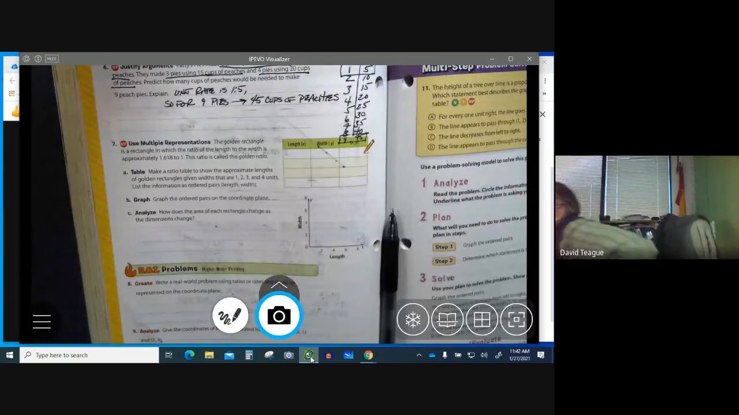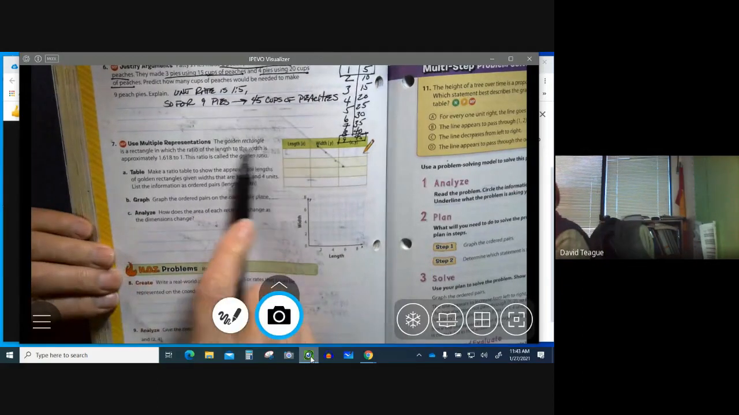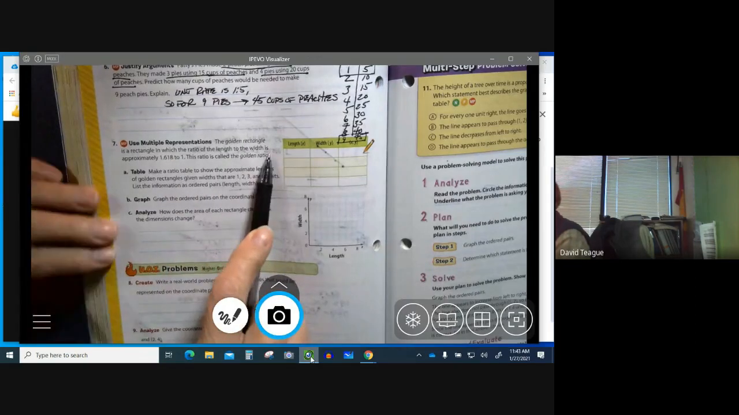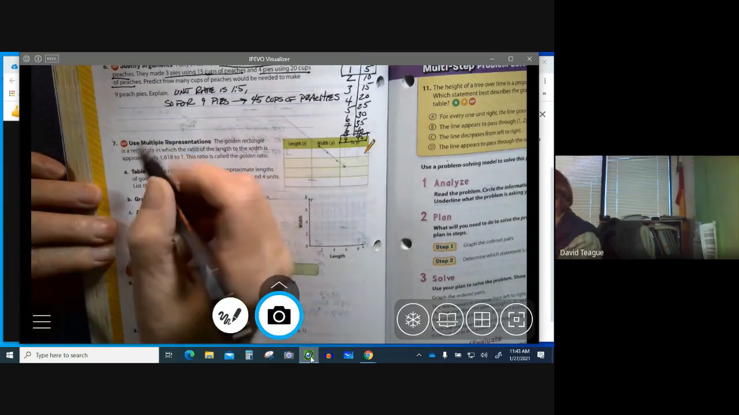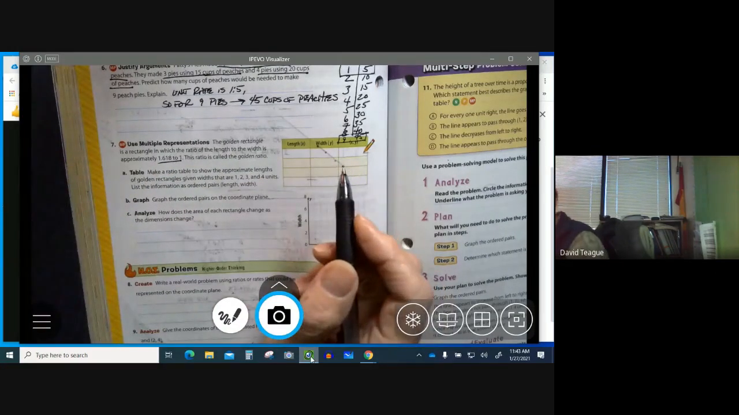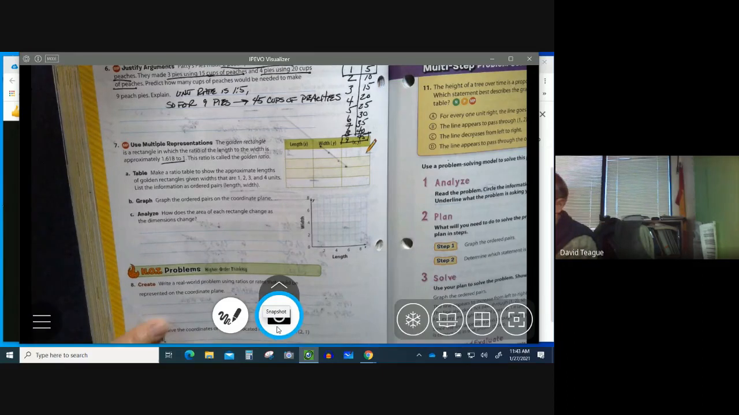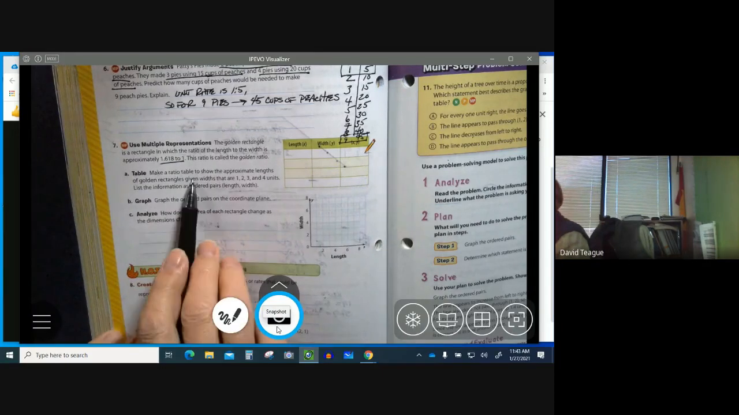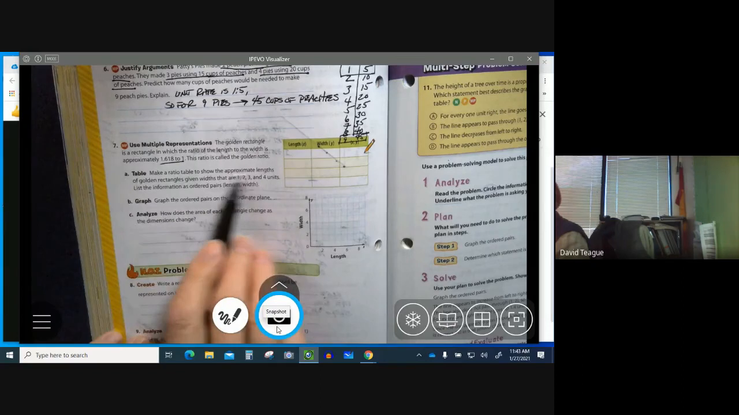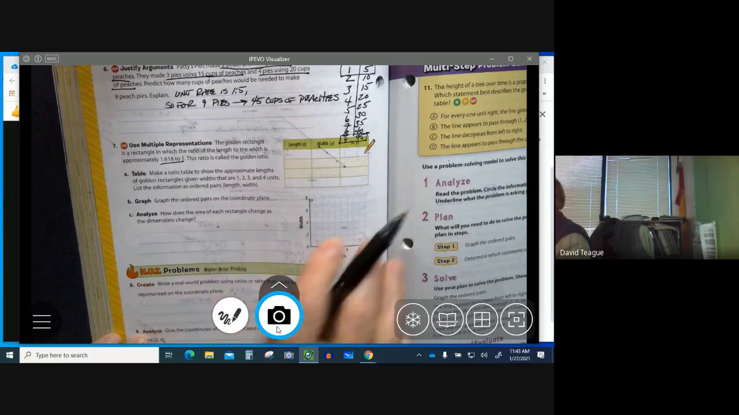Okay, so we're on number 7. It says use multiple representations. The golden rectangle is a rectangle in which the ratio of the length to the width is approximately 1.618 to 1. This ratio is called the golden ratio. Make a ratio table to show the approximate lengths of a golden rectangle given widths that are 1, 2, 3, and 4 units. List the information as ordered pairs, length and width.